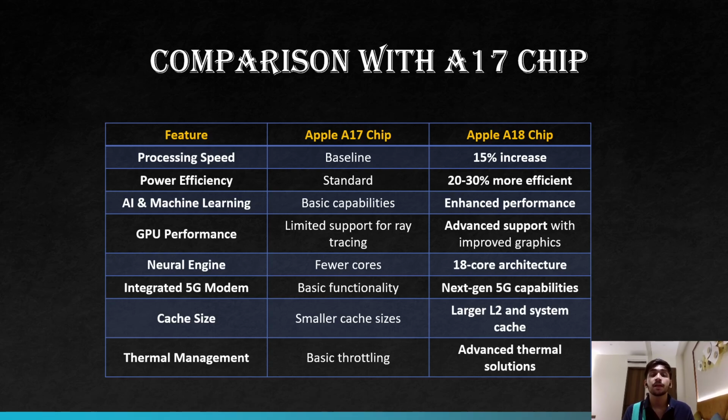Integrating a 5G modem, the A18 chip integrates next gen 5G capabilities, which is the best till now. Now talking about cache size, A17 had a smaller cache size while A18 has larger L2 and system cache. As we discussed thermal management, we can surely rely on the A18 chip because it has such an advanced thermal solution which will lessen your heat buildup during performance. So you can conclude from all these differences that A18 is the most advanced and updated, which can beat all other chips.